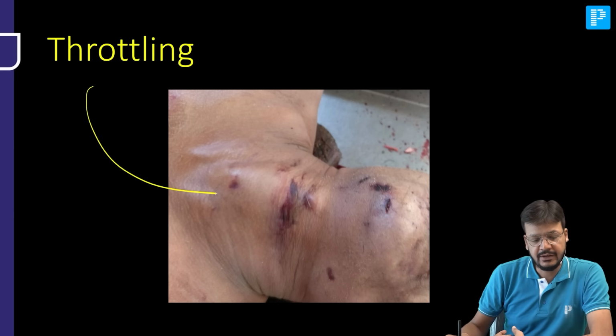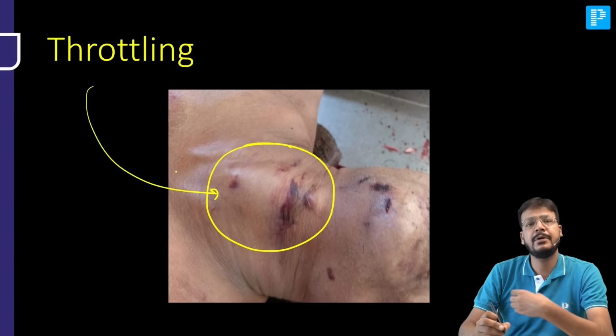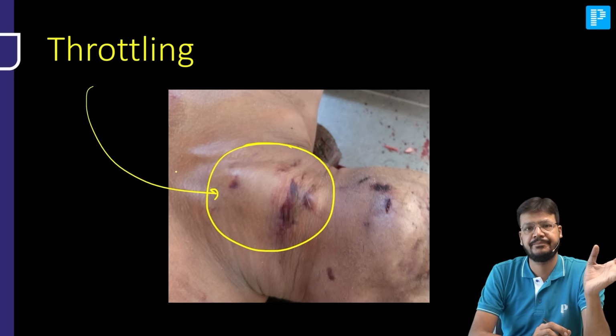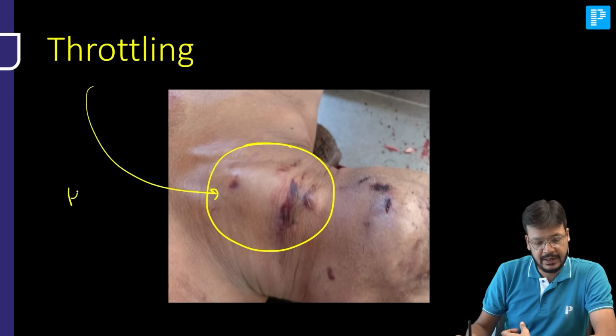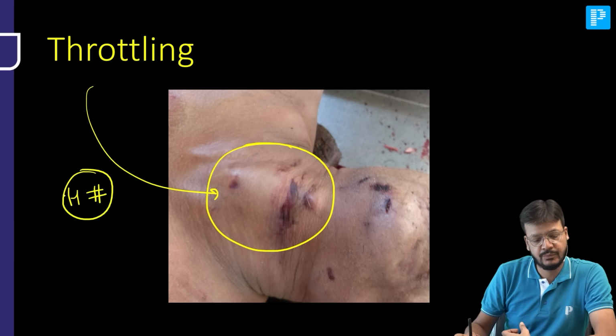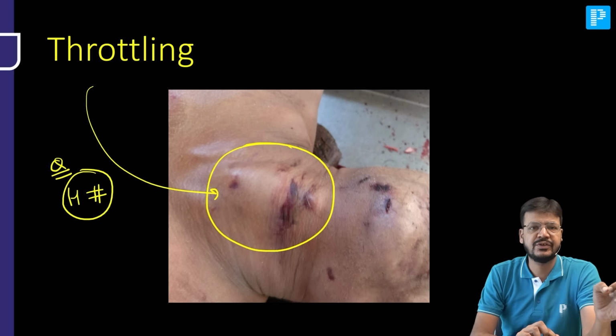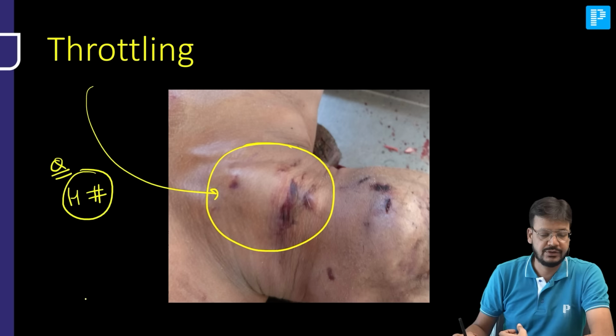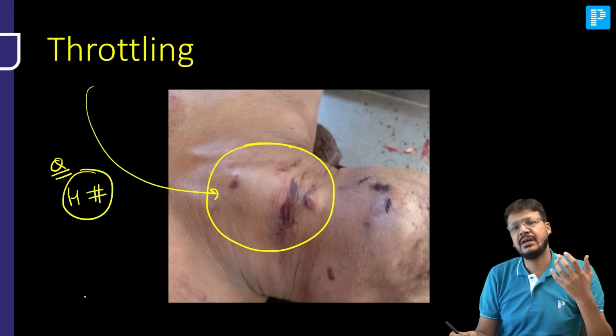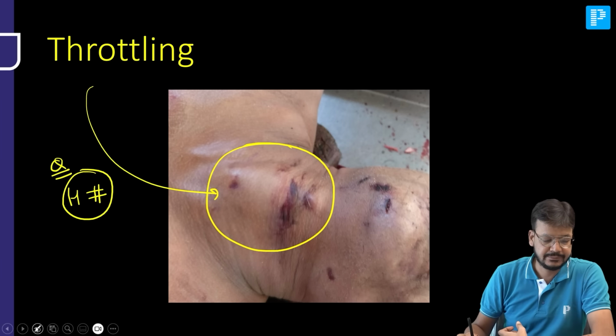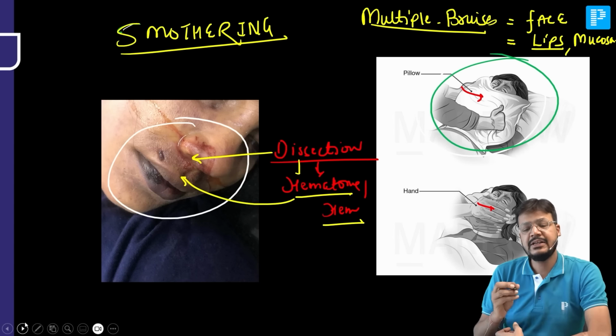Now in throttling, you can see the multiple bruises over the neck. And my dear friend, here hyoid bone fracture is most common. So hyoid bone fracture is most common in throttling, and thyroid cartilage fracture is most common in ligature strangulation. So if you see the multiple bruising and the asphyxial sign, it is throttling. Friends, smothering.